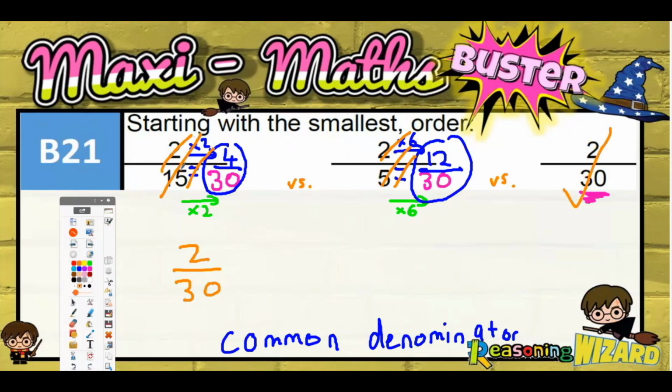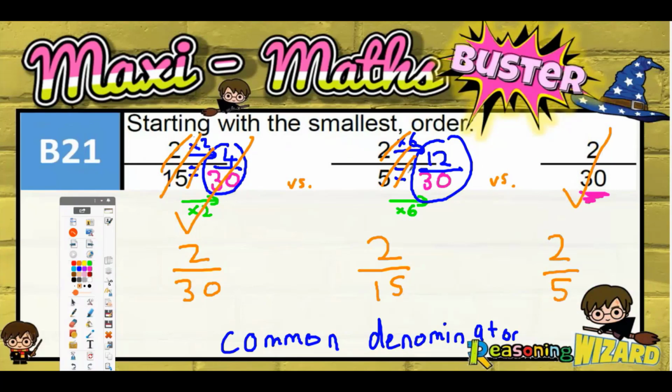But when you write them in order, you should write the original fraction that it came from. So 4/30ths definitely comes next, but that originally came from 2/15ths. So I'm going to write 2/15ths next. Then that's that one done. Then the biggest is 12/30ths. 12/30ths came from the 2/5ths. So that is actually the biggest.